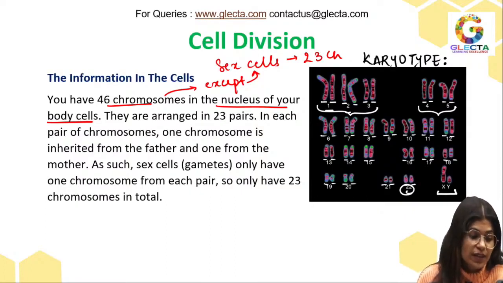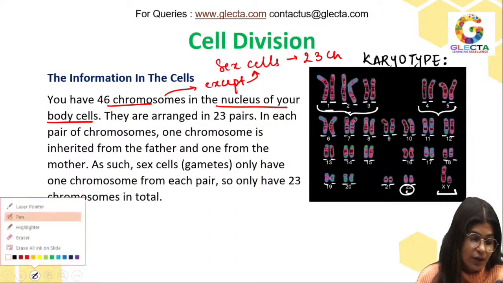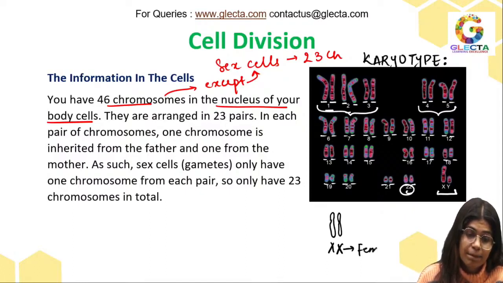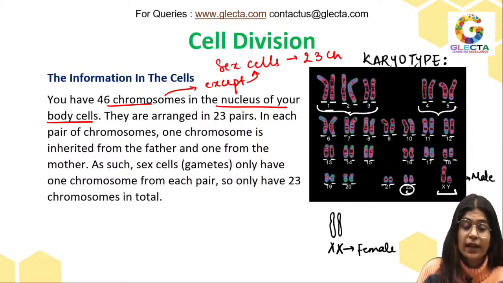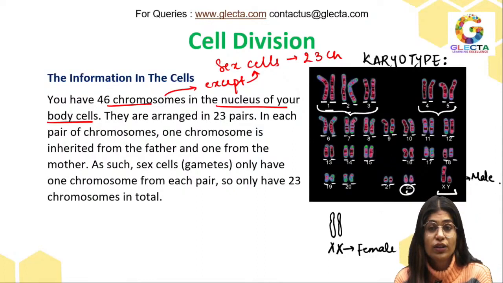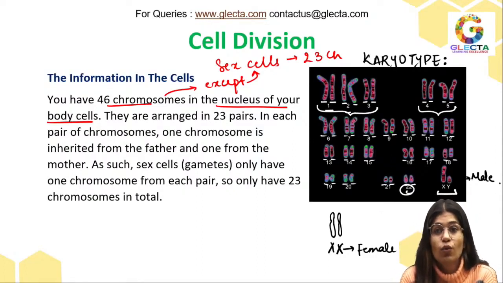If I had to represent a female in the same karyotype, both of the chromosomes would be tall. This means that it's an XX. XX is a female, while XY is a male. So just by looking at the karyotype of the person, the least that you can confirm is the sex of the person, whether the person is a male or a female.